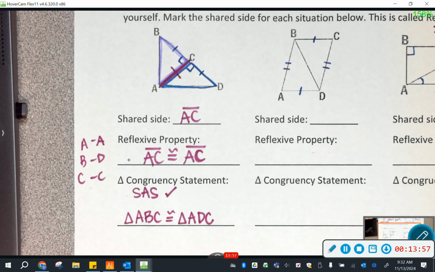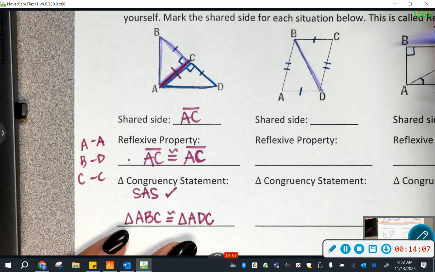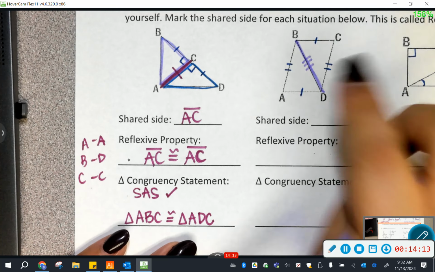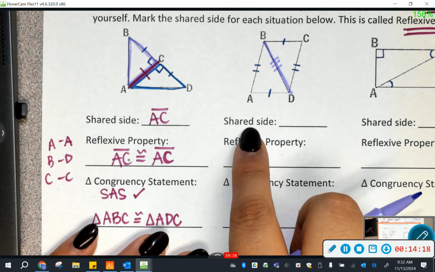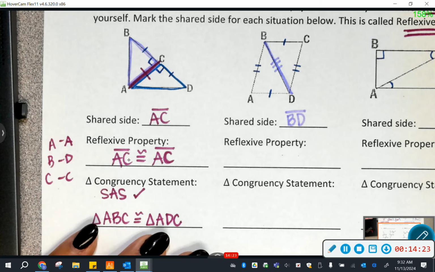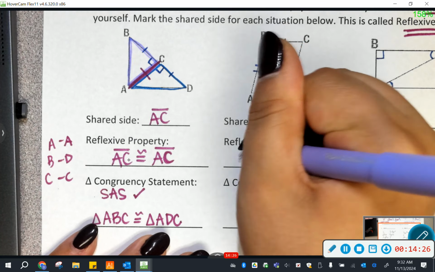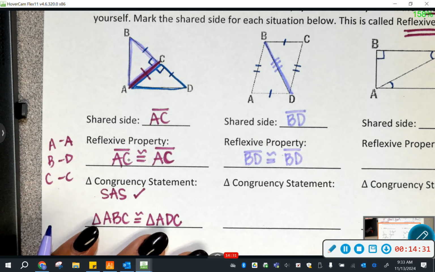Okay, let's try this again. We're going to do this multiple times because I know it's a little confusing. Look at BD. Do y'all agree they share BD? What can I add? And I'm going to add 3 because we already have 1 and 2. So what's my shared side? And what would be the reflexive property? Yes, you're just going to write it like that every time. If they have a shared side, they're back to back.